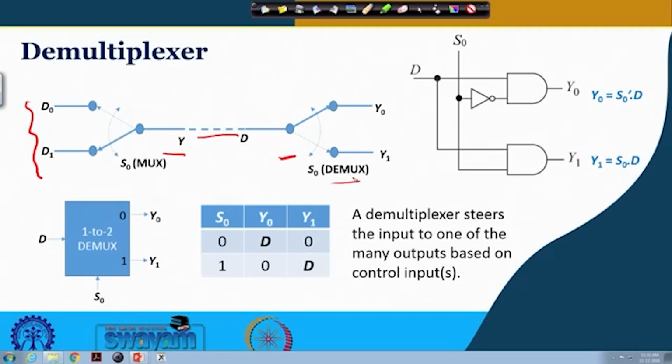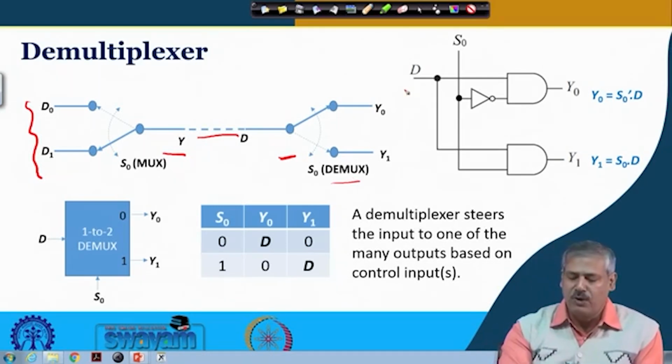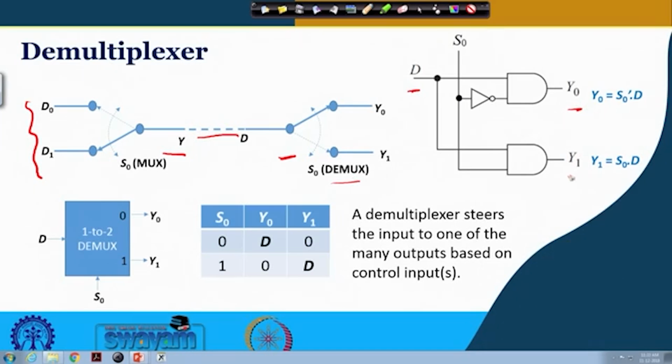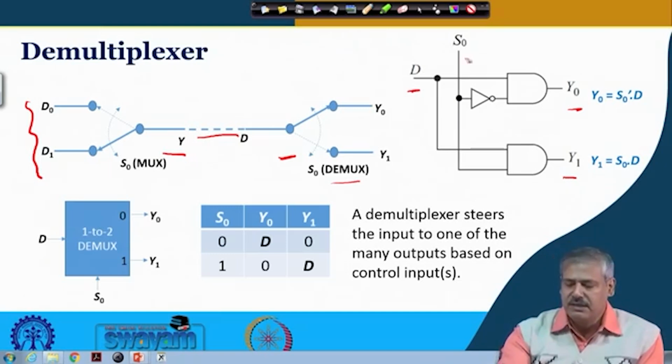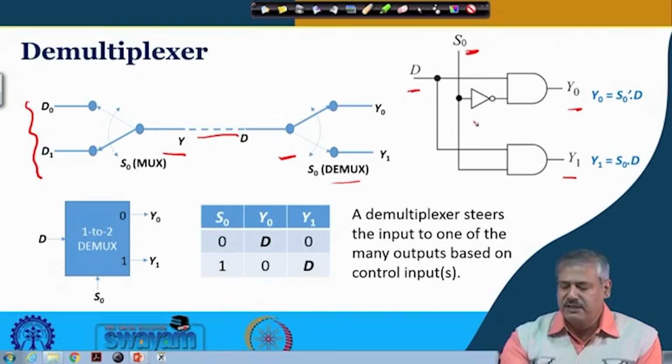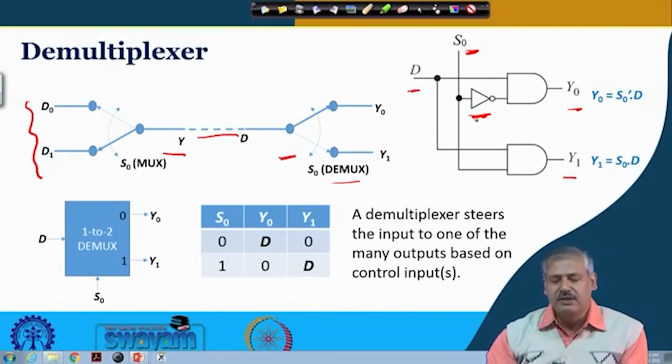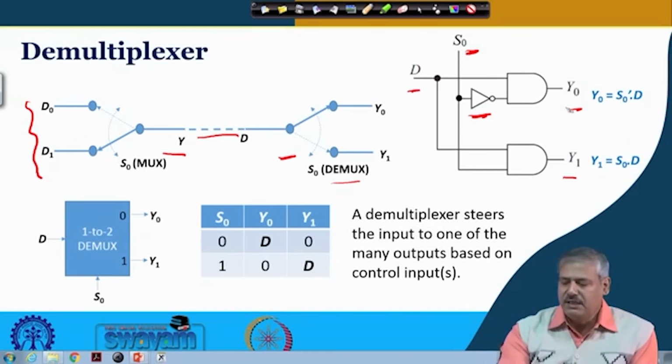So, if it is a 1 to 2 demultiplexer, that means one input and two outputs. How do you do it? The circuit is similar to what we had done in the case of multiplexer. The similar logic we have to adopt. In this case, this is the select input. When select input is low, we consider that D will be steered towards the output Y0, and at that time what is happening to Y1?